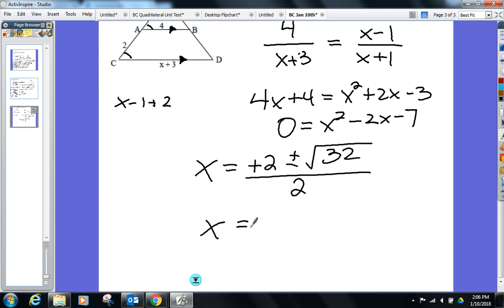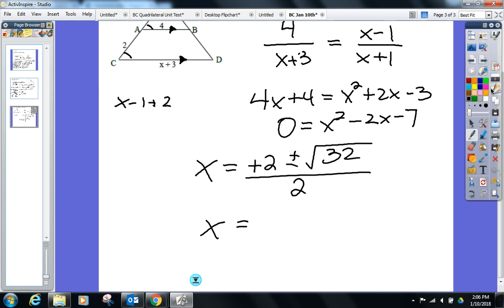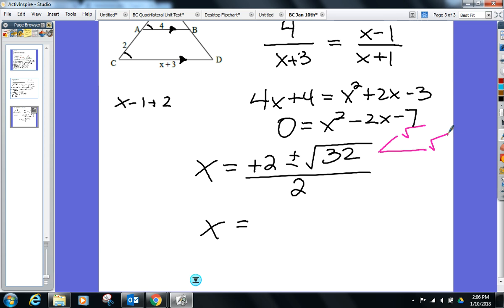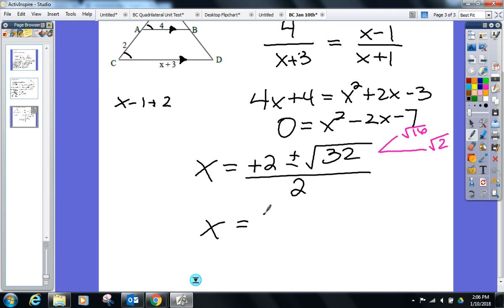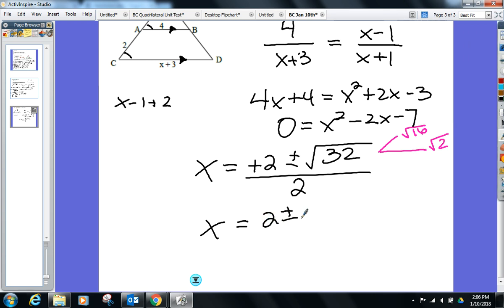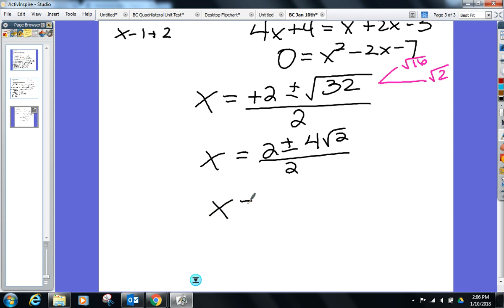What are you looking to do now? Simplify 32, and it does simplify. Bigger than 4. 16 times 2. So it'll be 2 plus or minus. What would it simplify to then? 4 radical 2 over 2. Stay with me because I won't even be done after this step. Remember what that 2 applies to, the top, the left and the right of the square root, right? So 2 over 2. 1 plus or minus 2 radical 2.